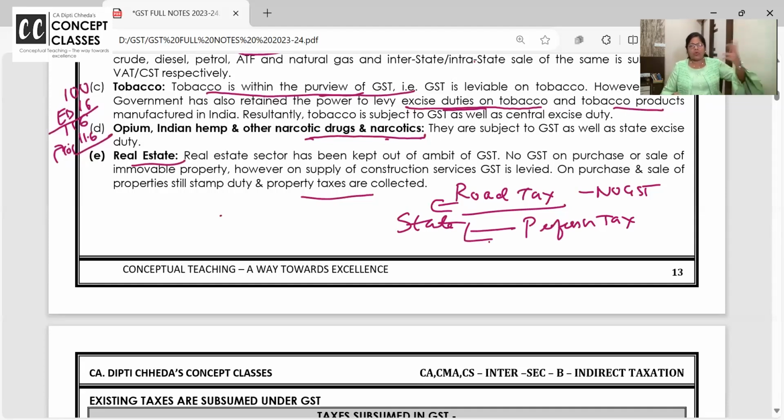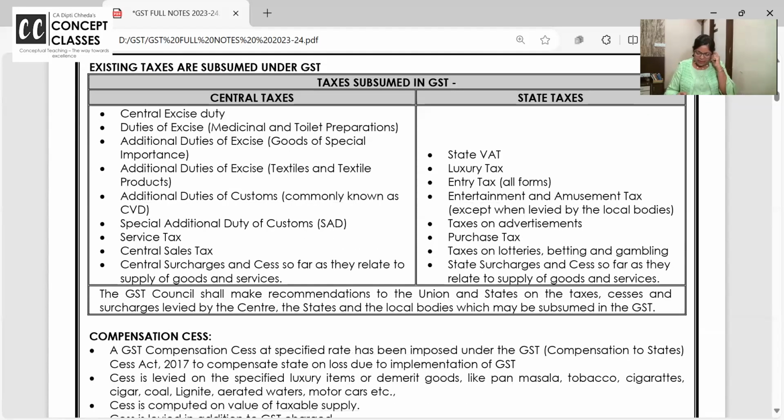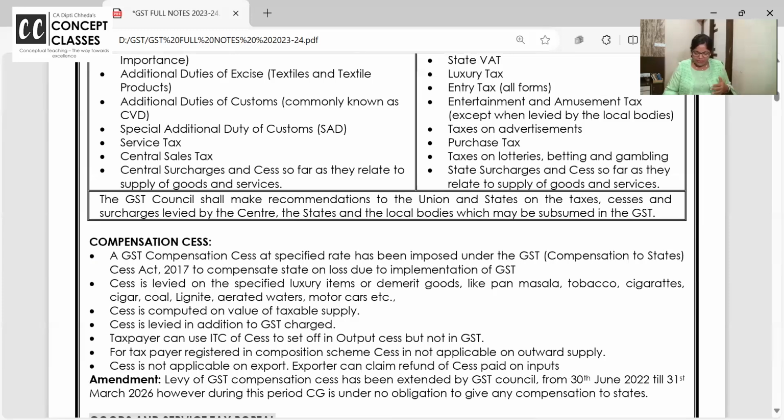Profession tax is charged, and out of that they are maintaining the roads and all shop and establishment tax. Okay, we don't want the center to control that. Rest, what are the taxes subsumed? This is the list. It means these taxes will not be there now: luxury tax, entry tax, entertainment tax, advertisement tax, purchase tax. ये सब थे, अब इनकी story नहीं पढ़ना.